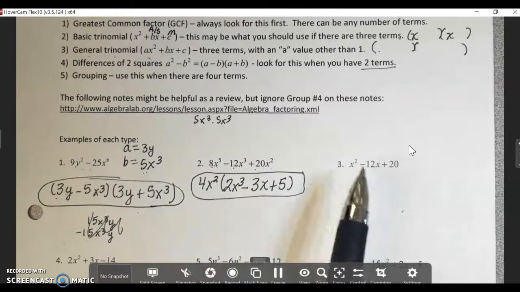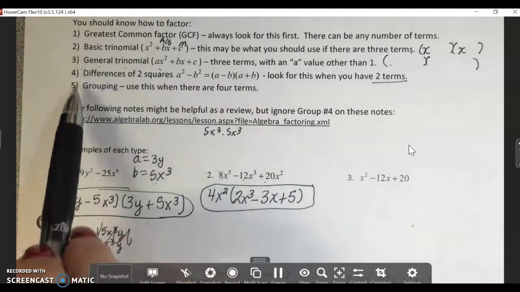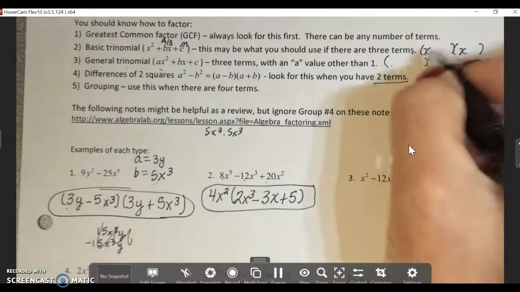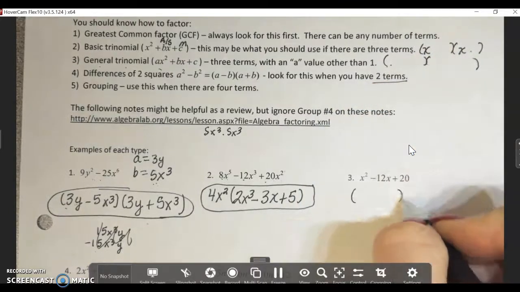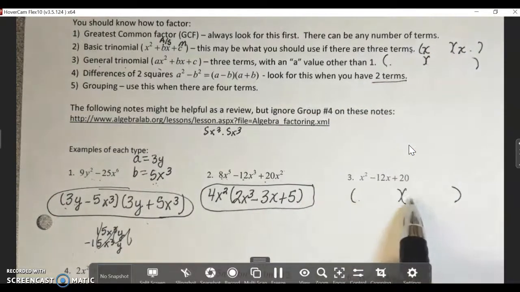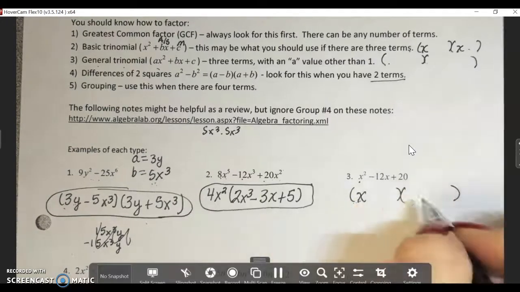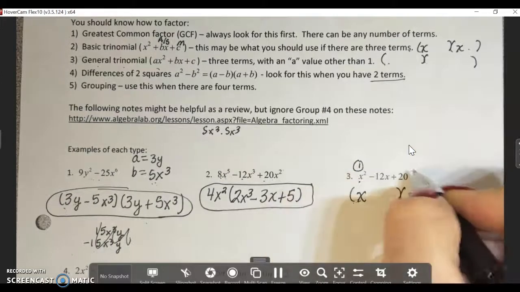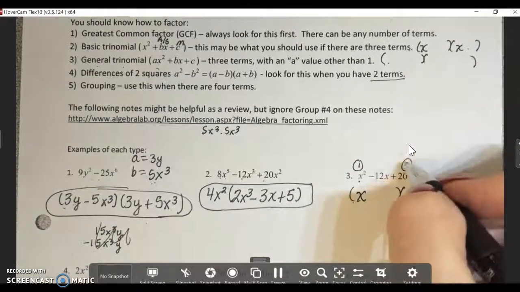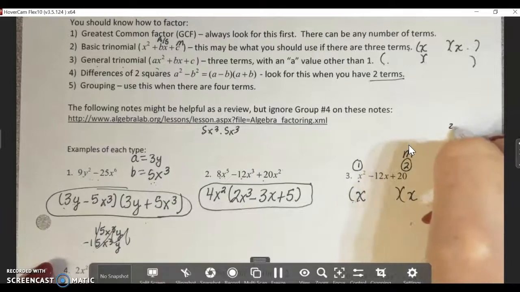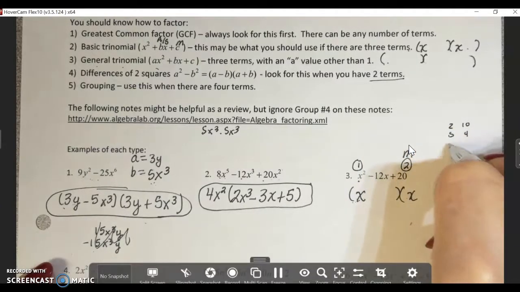Number 3, which type is this? 1, 2, 3, 4, 5. 2. This is where I have to set up my double parentheses. The first times the first has to give me x squared. So what has to go in those first spots? The second thing I look at is here. I need numbers that multiply to be 20. Be thinking of that. Tell me some numbers that multiply to be 20. 2 and 10, 5 and 4, 20 and 1.